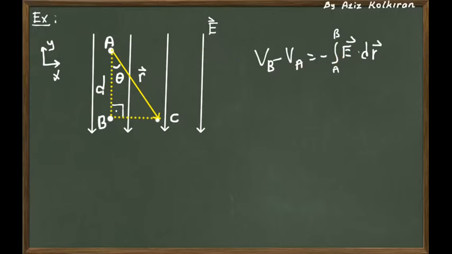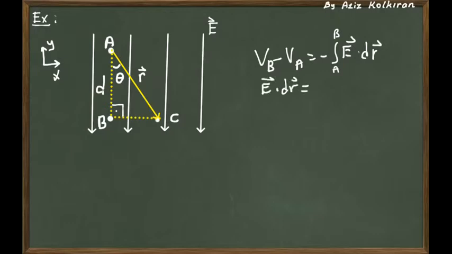So the simplest way to go from A to B is just this line, right? You just go along a line which is parallel to the electric field. If you are going on a line which is parallel to the electric field, then this dot product is constant. And dr, since you are going from A to B along the y-axis, will be dy, because on the y-axis the infinitesimal distance element is just dy.